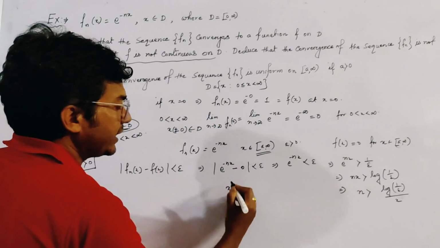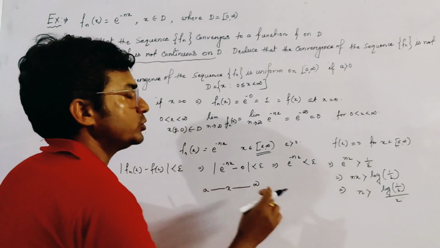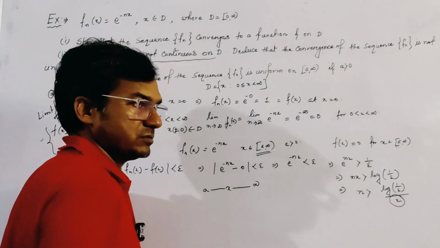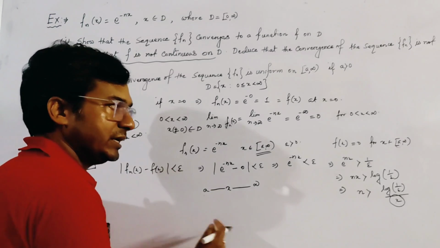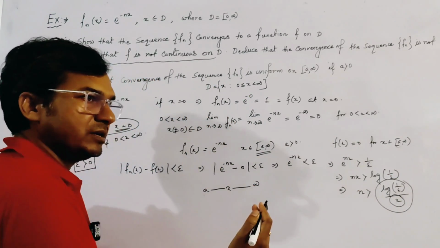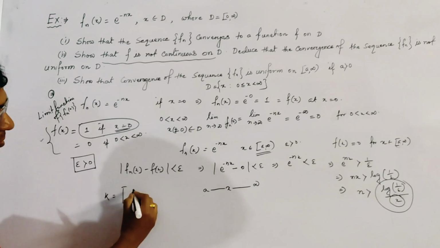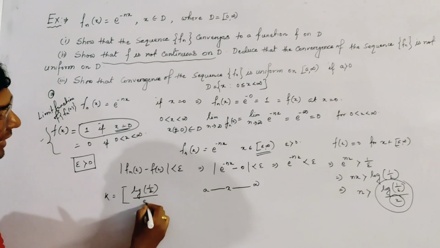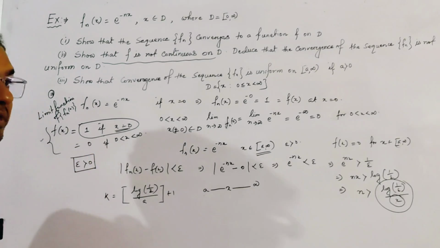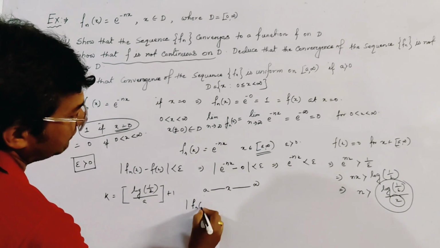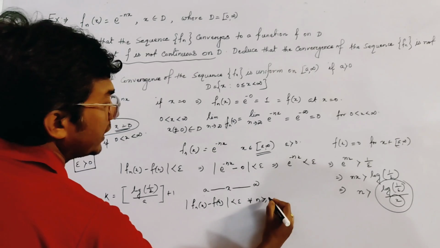Now we see that x lies between a and infinity. And if we put a in place of x, then we get the maximum value of n, because a is smaller than x, and this value is the maximum value of n. In this case we can choose k equal to the box of (log of 1 by epsilon) divided by a, plus 1. And we write the definition of uniform convergence as |f_n(x) minus f(x)| less than epsilon for all n greater or equal to k.